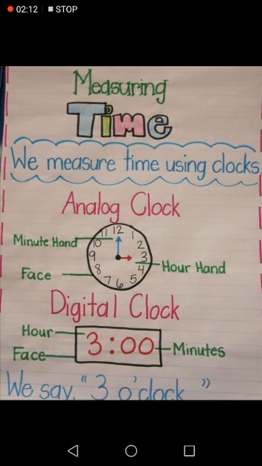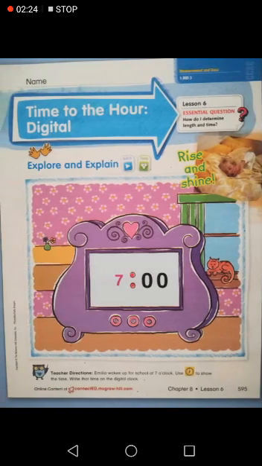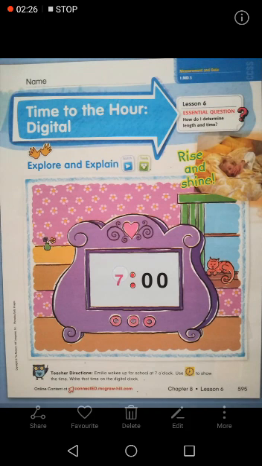Here we can say, what time is it? The hour here is 3 and the minutes is 0. So 0 means o'clock exactly. It's 3 exactly. There is no minutes. So we say 3 o'clock. Okay? Here what time is it? The hour is 7 and the minutes 0. So it will be 7 o'clock. Okay?